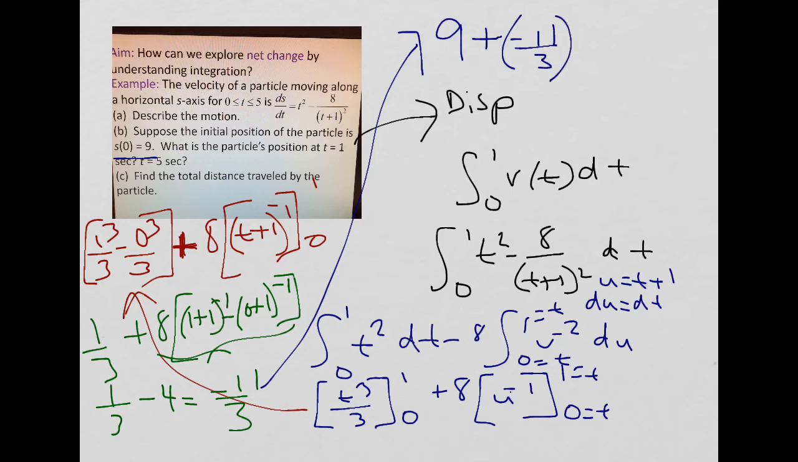Okay? Keep the -11/3. So it started at 9, but it moved 11/3 places to the left. So that makes it at 16/3 to be its position, or 5 1/3.